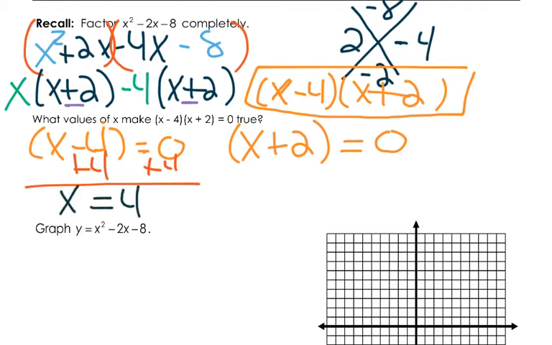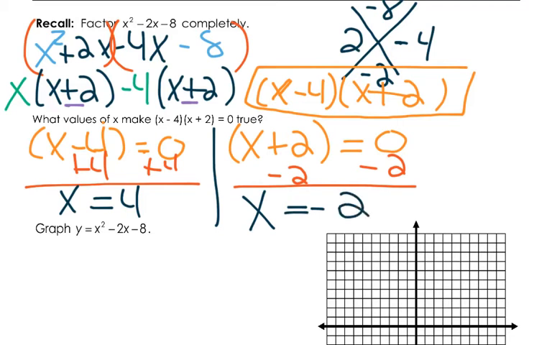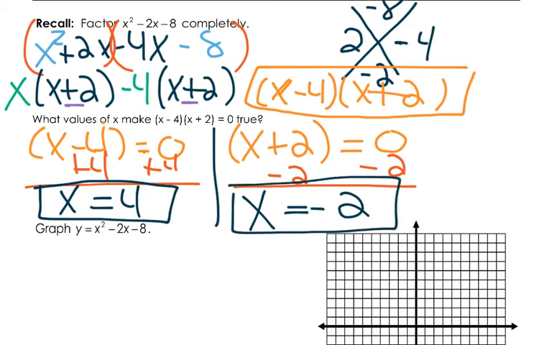And I would do the same thing here. x plus 2 equals 0. If I do inverse operation, I would subtract 2 from both sides. And I would say that x is equal to negative 2. And therefore what I'm saying is that the solution to this trinomial would be x is equal to 4 and x is equal to negative 2.